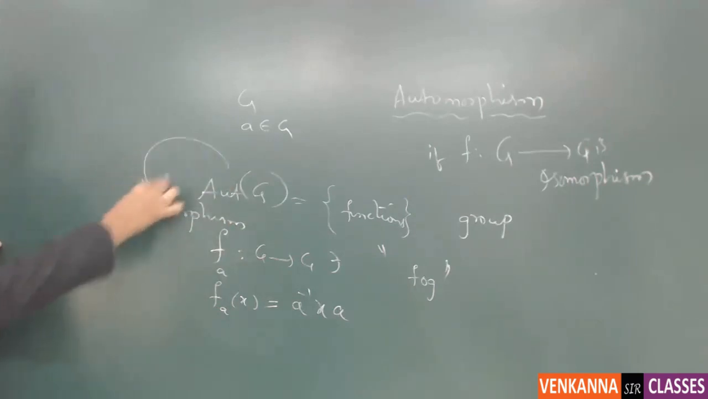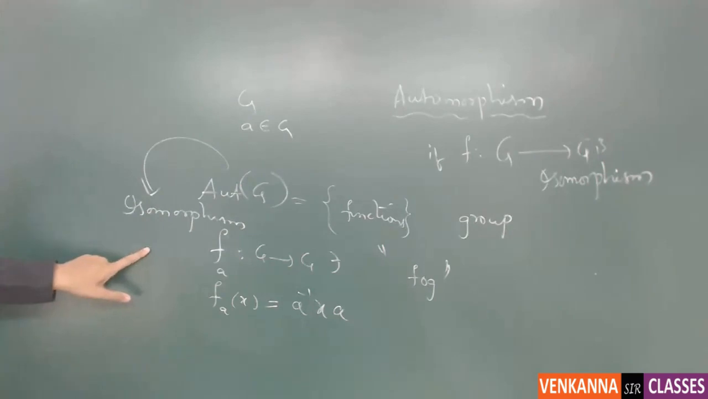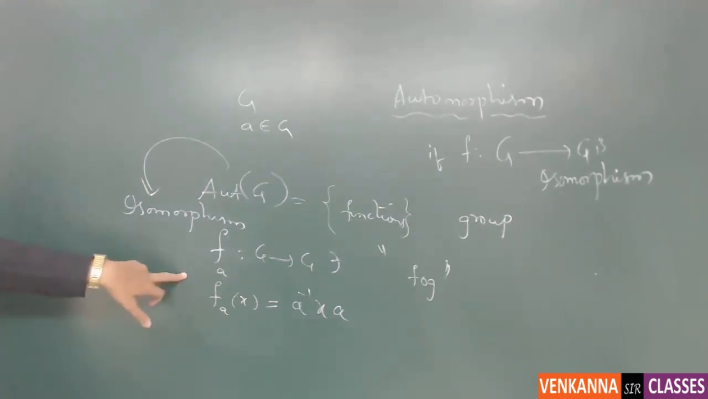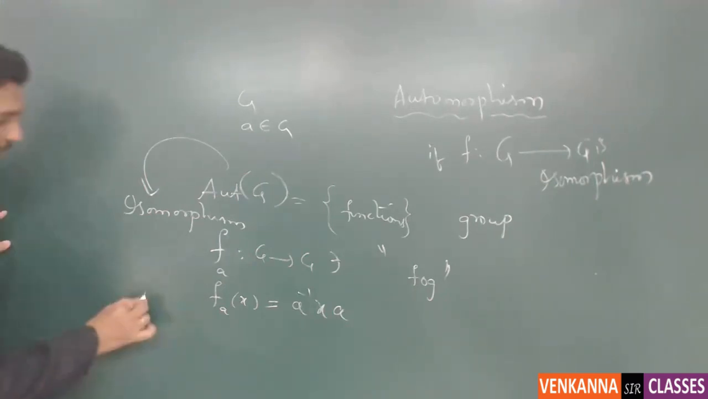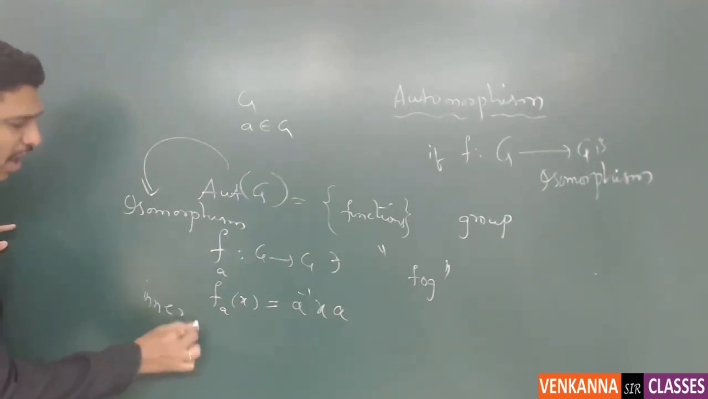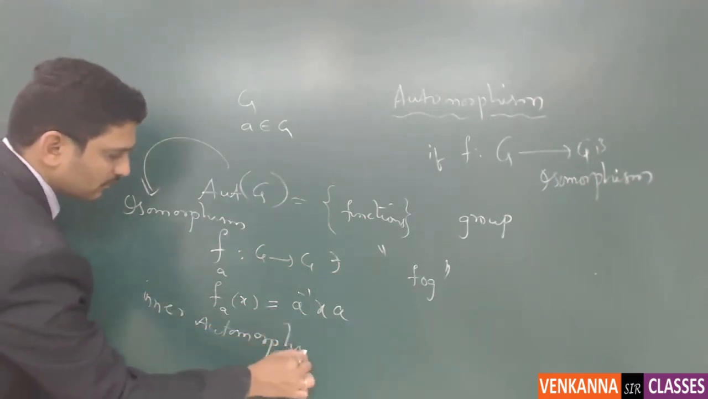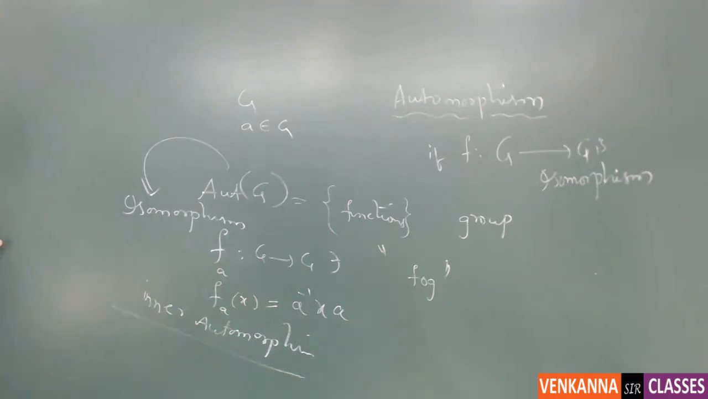So what is the automorphism of the group? It will consist of isomorphisms which are defined like this. So this type of definition, this type of automorphism, we call it an inner automorphism.